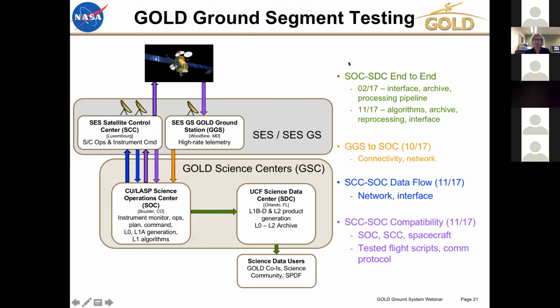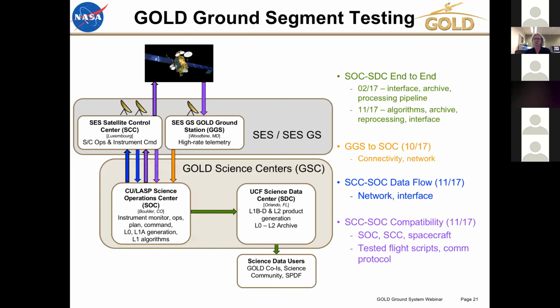So you can see that we performed 2 SOC to SDC tests in February of 2017. We tested that interface just to make sure that we could send data back and forth, and that way we could verify that the network was up and we verified the processing pipeline. So remember in the slide we showed previously that went through each of the algorithms and how level 1A generates the level 1B data products, and feeds into that. The pipeline itself, which were the arrows, was tested, but we didn't actually test the algorithms.